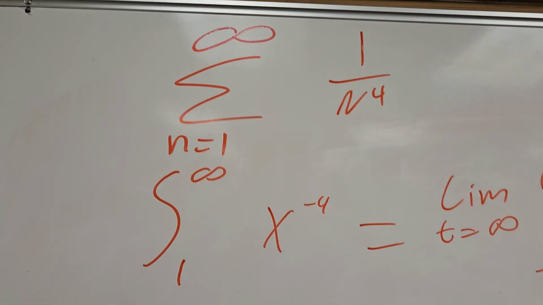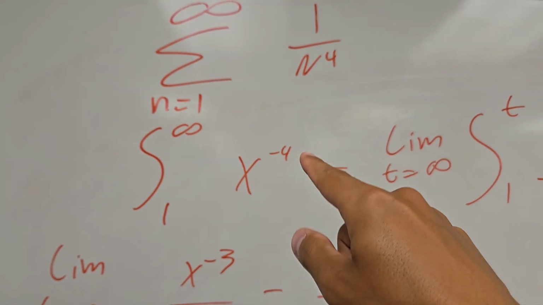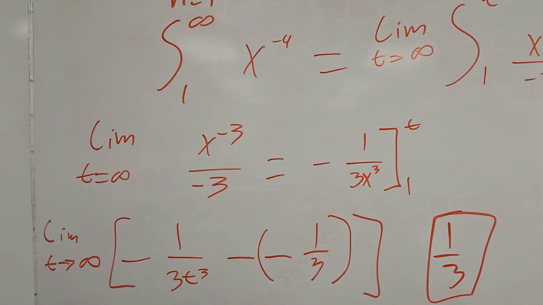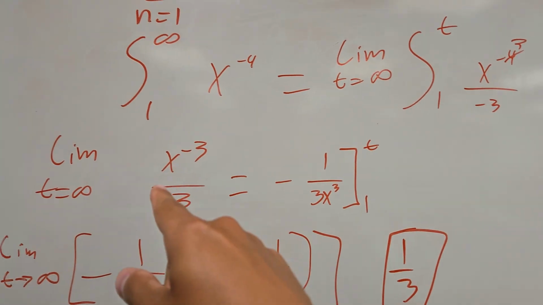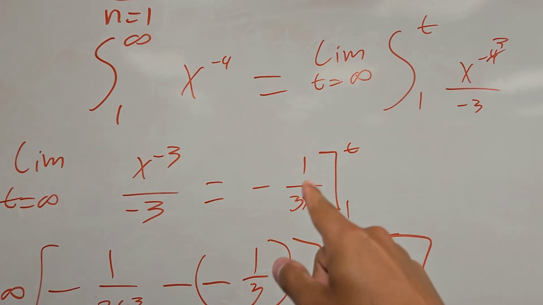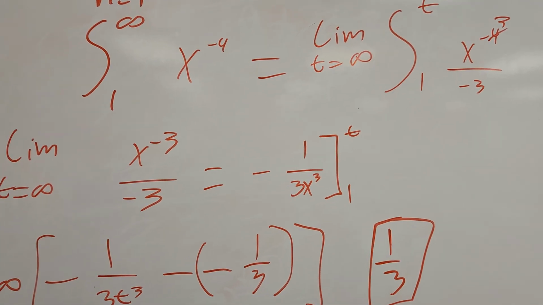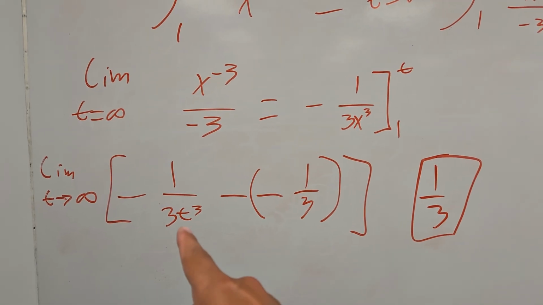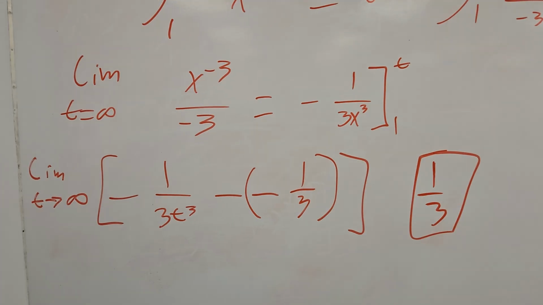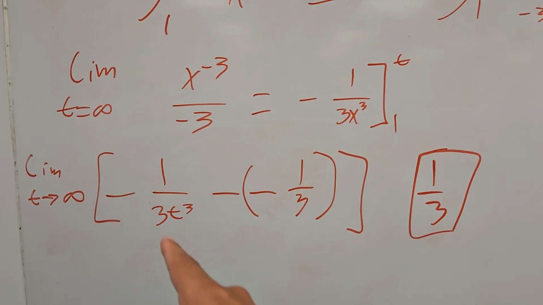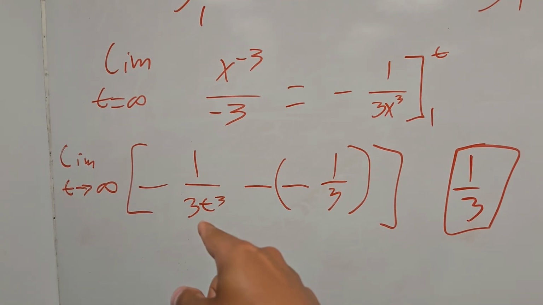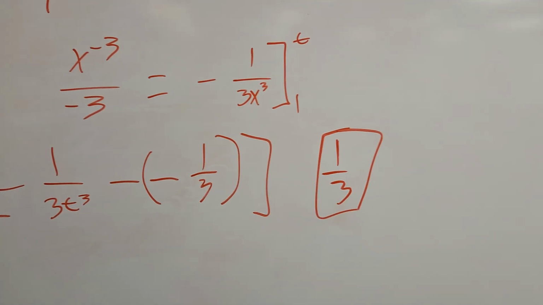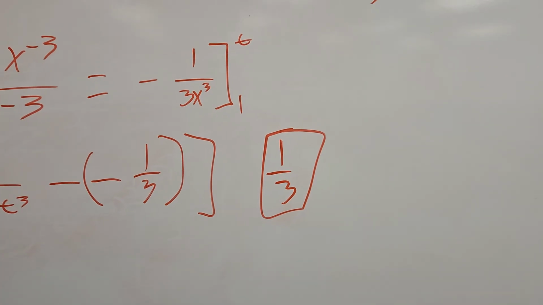So we've got the original here. We simplified it a little bit to bring it to the top. It was improper, so we turned it to this right here. We took the integral and simplified it to -1 over 3x to the 3rd, and we found the t and the 1 bounds. Top minus the bottom, and as t approaches infinity, that term turns to 0 because the denominator approaches infinity, and we get 1/3. So that means it converges.